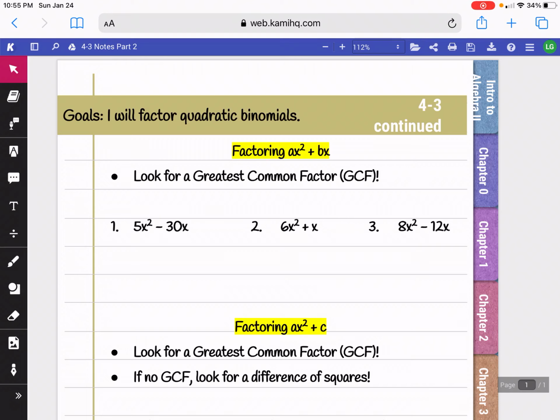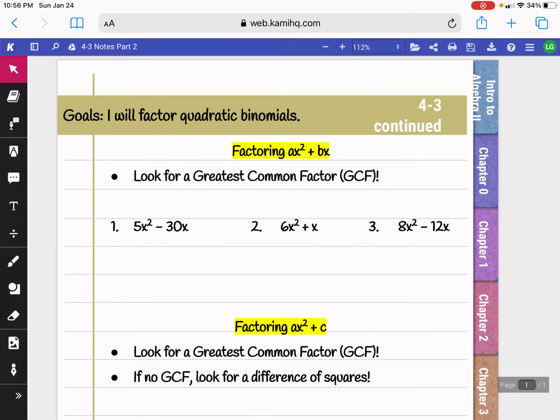In this video, we're going to continue with factoring, but this time we're going to be factoring quadratic binomials. Bi means two, so quadratic expressions that have two terms. We're going to start with the expressions that are missing a c, that are in the form ax squared plus bx. When you're doing these, your first step is to look for a greatest common factor.